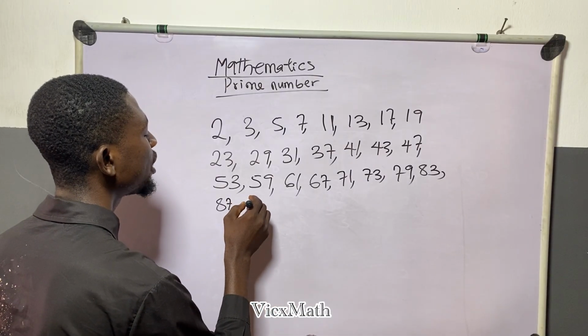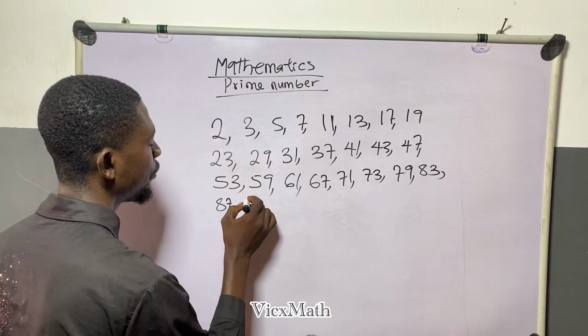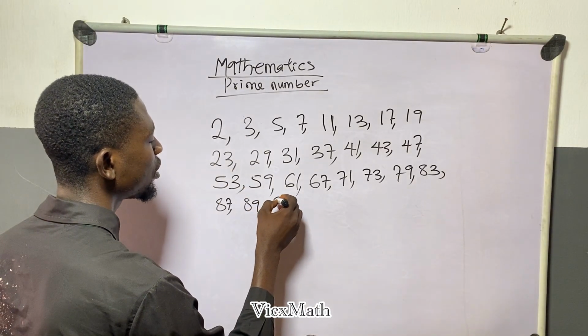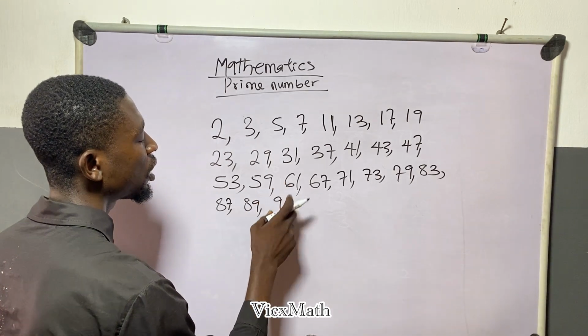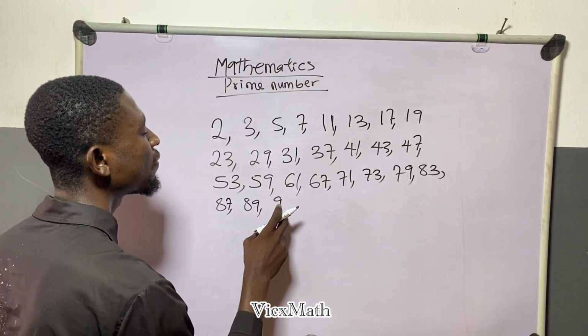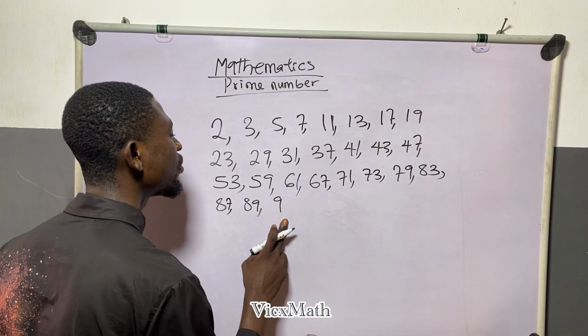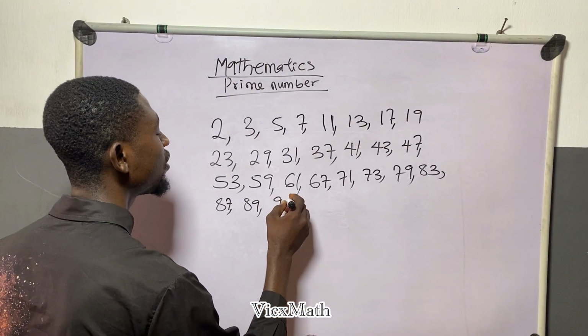Apart from this, before that is 89. Yes, 89. And after 89, we'll have 90. 93 cannot be there. 3 can divide it. 93 is not there. 91 is not there. 97 is there.